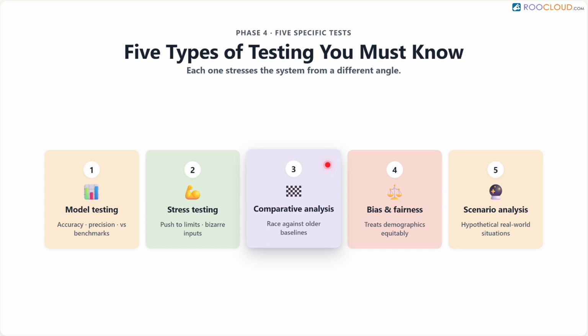Third is comparative analysis, where you race your new system against older baselines to prove it is actually an improvement. Fourth are bias and fairness checks, ensuring the system treats all demographics equally and operates with total equity. And fifth is scenario analysis, which involves feeding the system hypothetical real-world situations to predict how it will react.